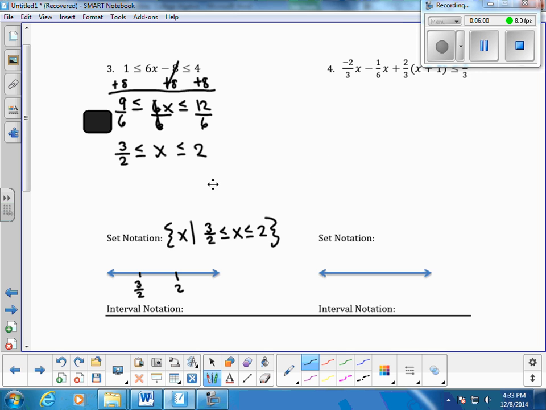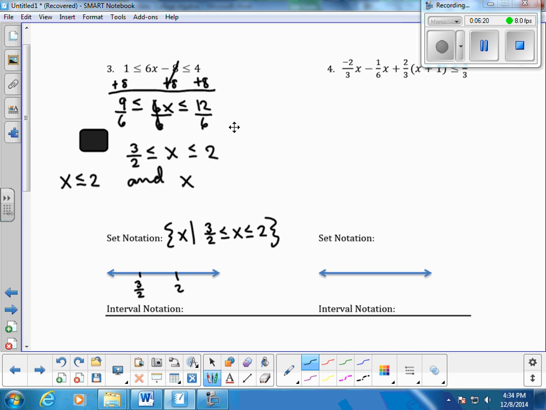Okay, now I prefer to write these out and separate them. So I have x is less than or equal to 2, and I also have, I'm gonna move this box out the way, x is greater than or equal to 3/2, and I like to write it in that direction. So x, mouth is open to the x, x is greater than or equal to 3/2. So make sure you don't change the value of it when you rewrite it.